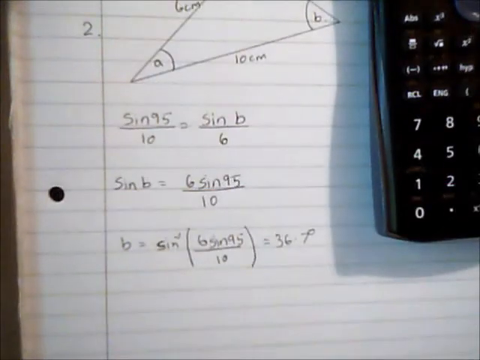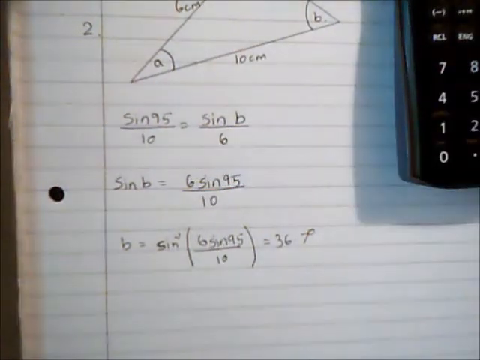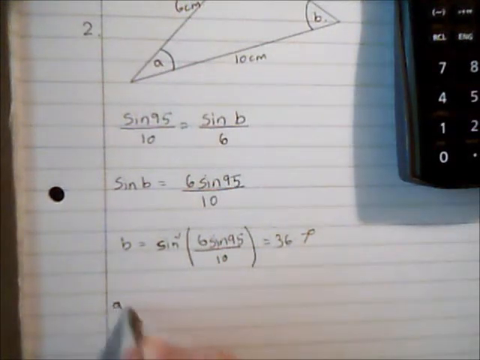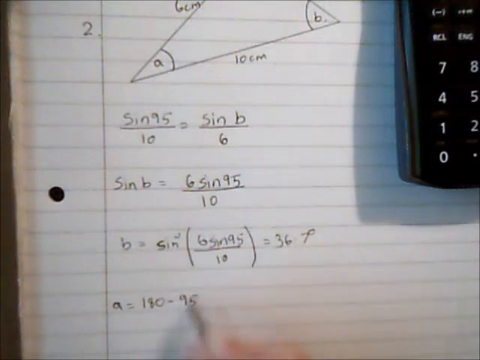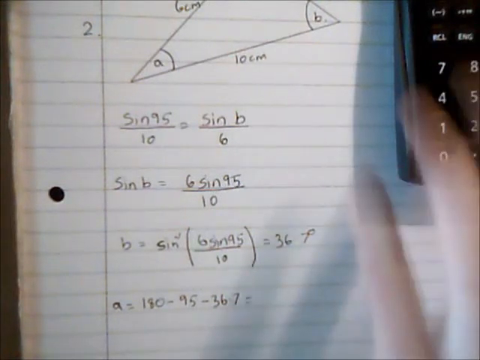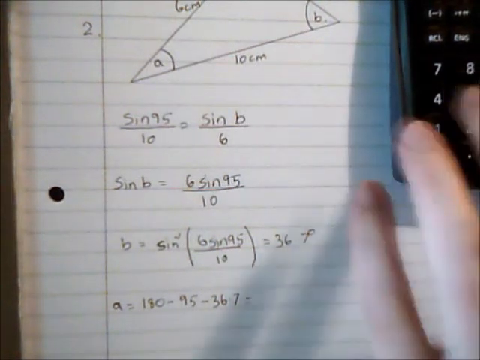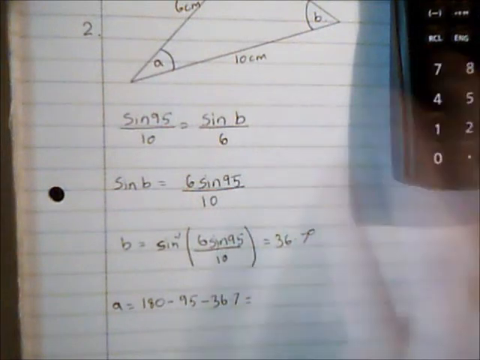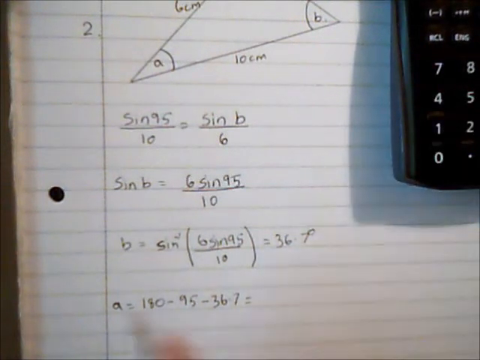And I can use this answer to then help me find what I really wanted, which was A, because I know the angles in a triangle add up to 180. So I therefore know that A must be 180, subtract the 95, which was the angle given, subtract the angle I've just calculated. So I'm just going to type that into my calculator, and I find I get an answer of 48.3 degrees.